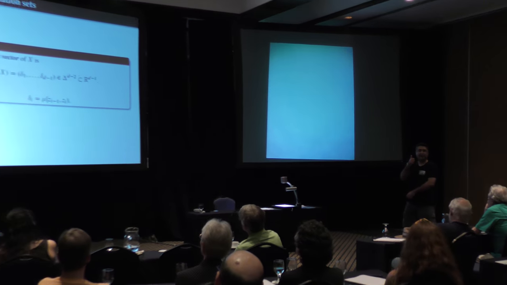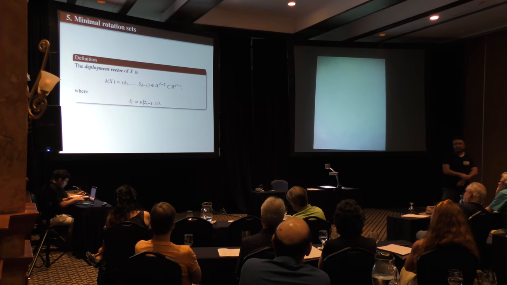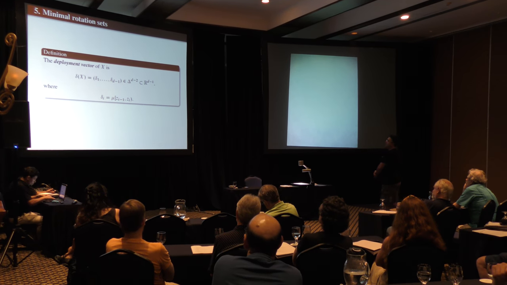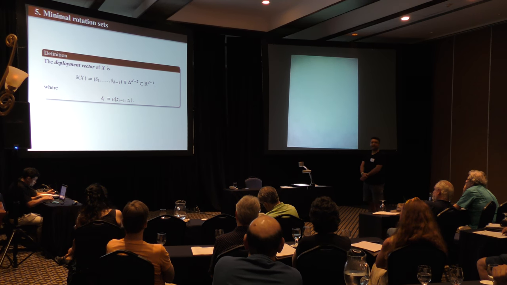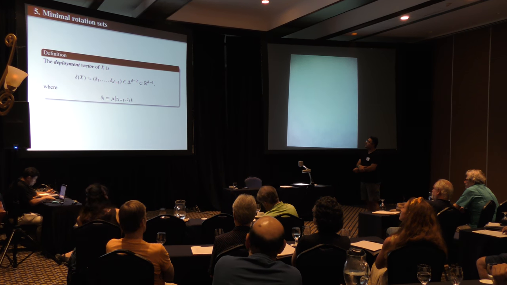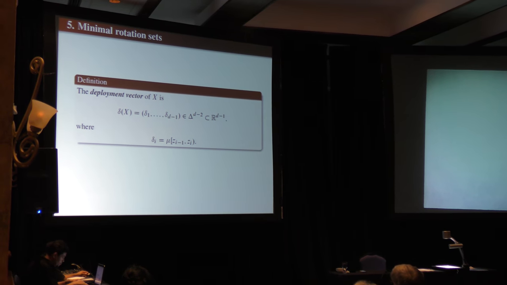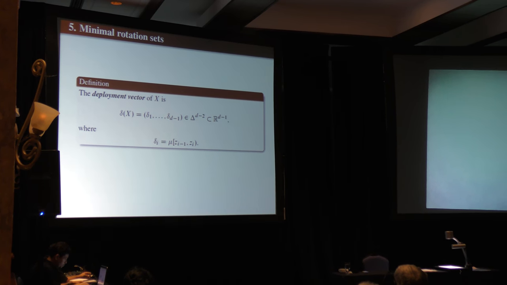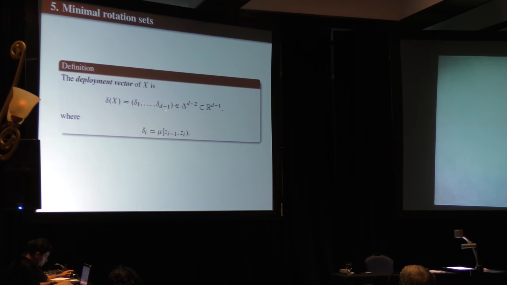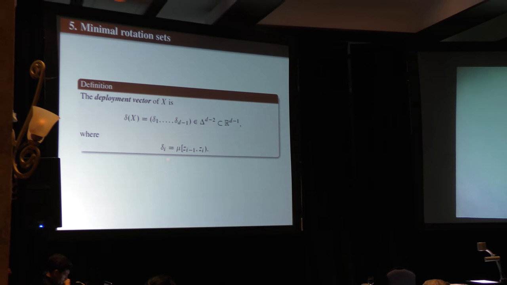So now we have a natural measure living on the rotation set, and we have these d minus 1 fixed points equally distributed around the circle. We can define the so-called deployment vector of X. It's a probability vector, which I denote by delta X. It has d minus 1 components. It's a probability vector in d minus 1 dimensional Euclidean space. You can think of it as an element of the standard d minus 2 dimensional simplex. So these components, delta 1 through delta d minus 1, are defined as follows.